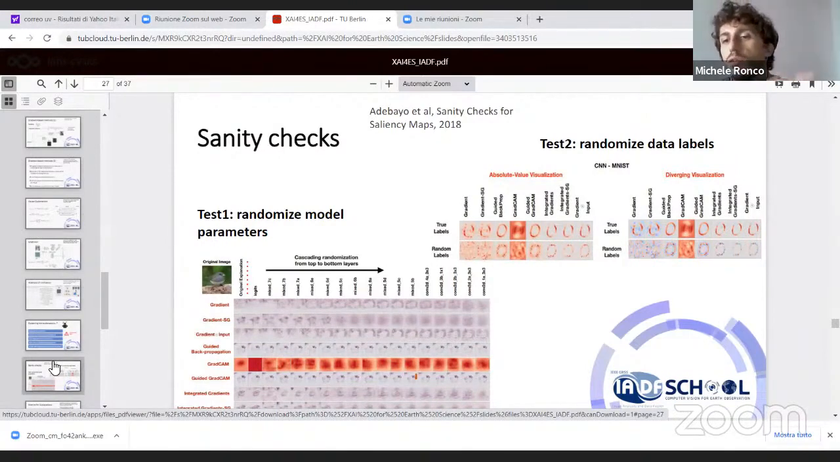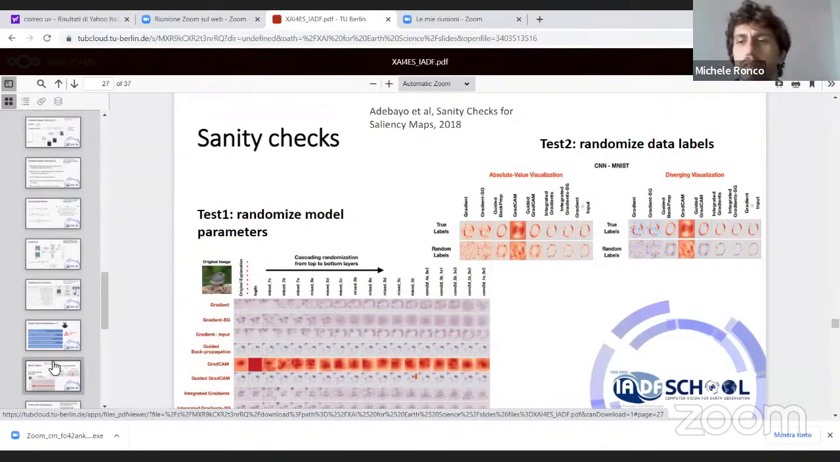And so they also, of course, propose some metrics for measuring the similarity among different maps and quantify it. While in the case of other methods, like Grad-CAM, for instance, which is these red saliency maps in the middle, we can see there are some variations when we pass from one to another. And also in gradient, which is the first row, we can see that the gradient changes a lot when we have the original model and then the random models.